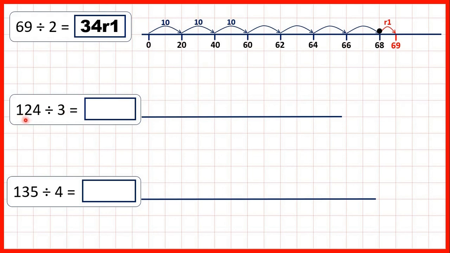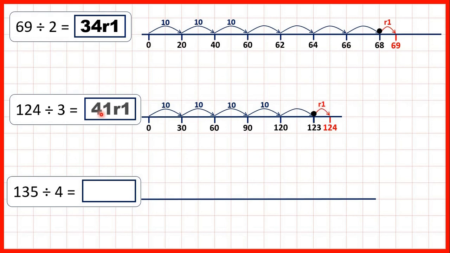Now we have 124 divided by 3. So let's jump in steps of 10 times 3, so in steps of 30. We have 30, 60, 90, 120. Then, if we just jump another 3, that would take us to 123, but then we would need one more to get to 124. So we jumped 10, 20, 30, 40, 41, and then we needed another 1. So our answer is 41, remainder 1.